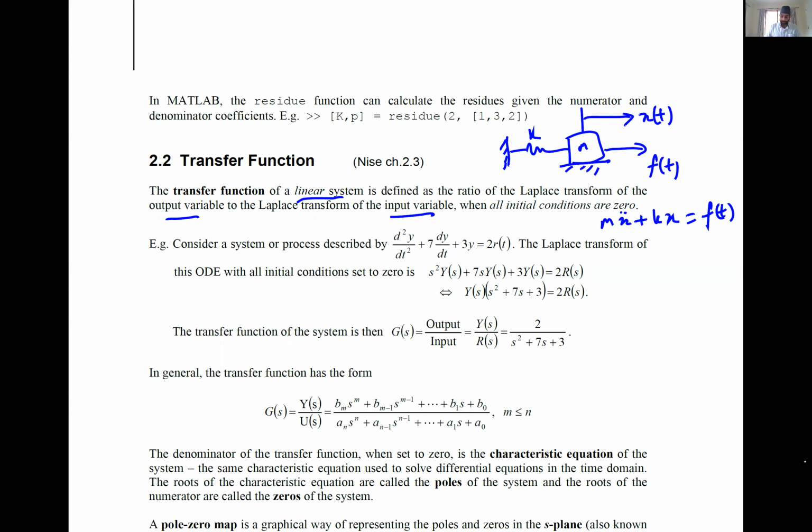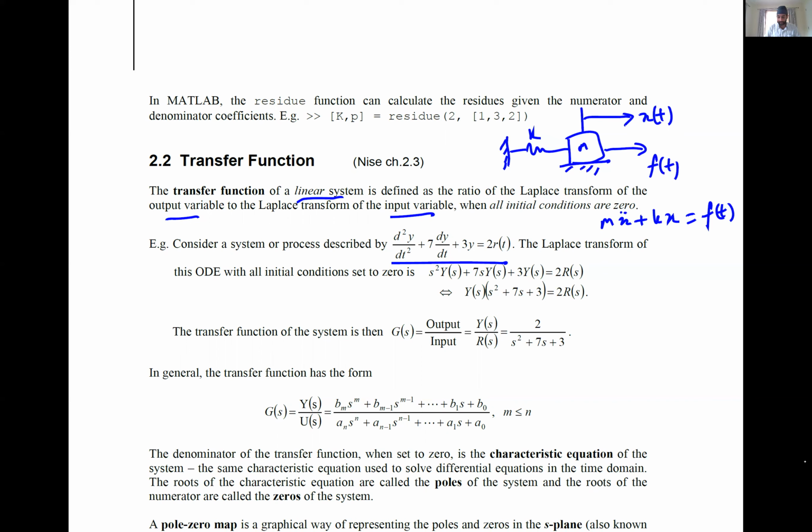In general, we are able to come up with differential equation representations for most dynamical systems. So, as an example, let's say we have a differential equation which is given by what is shown over here. Here r is the input and y is the output. And we have a differential equation which is given as second derivative of y plus 7 times derivative of y plus 3y is equal to 2 times the input variable r.